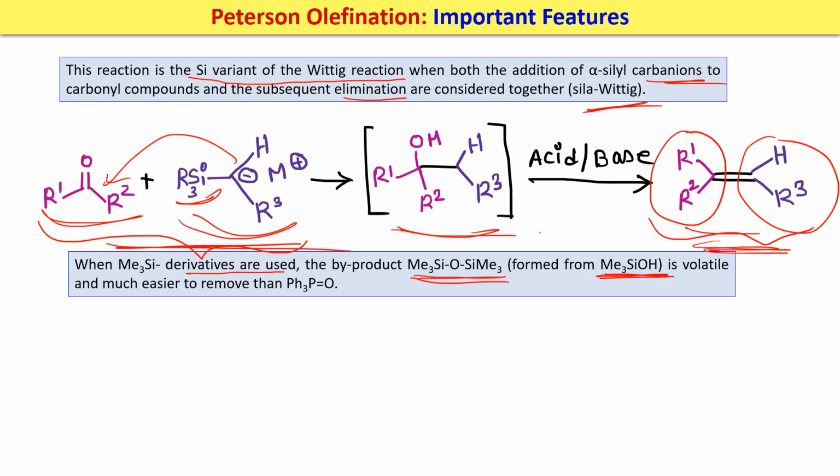So it can be removed very easily. But in case of Wittig, you have to remove this type of side product, which is very difficult. Okay. So from that point of view, we can say this is an advantage over Wittig, where we can remove this byproduct very easily.